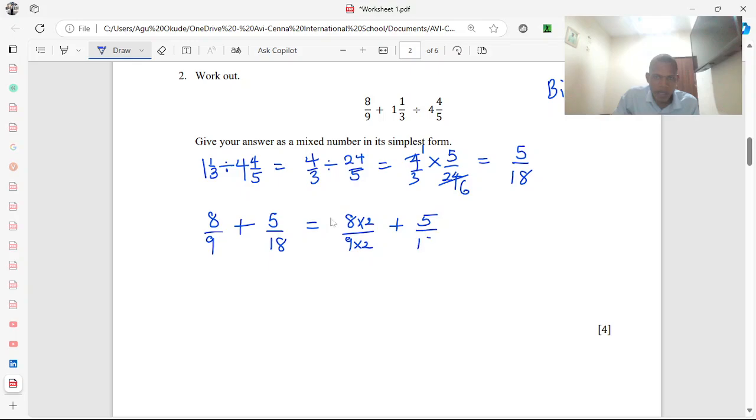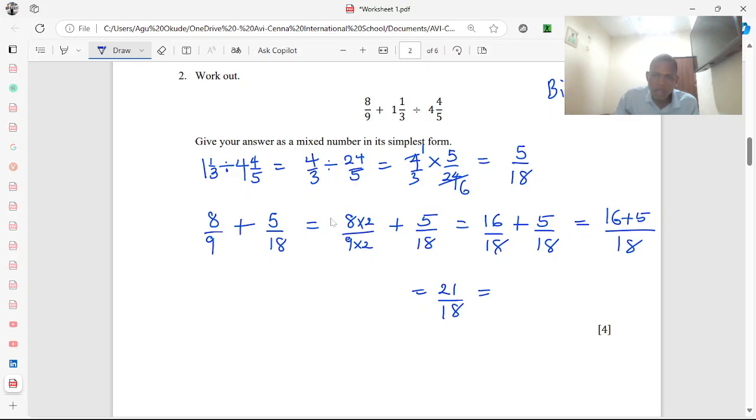5 over 18. Now why am I multiplying by 2? So that I can get the same denominator of 18. This is 16 over 18, then plus what? 5 over what? 18. Now obviously I have the same denominator, 18, so you just do 16 plus 5 all over what? 18. Now this gives us 21 all over what?